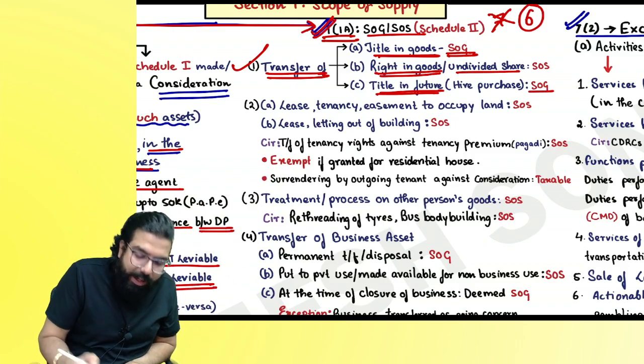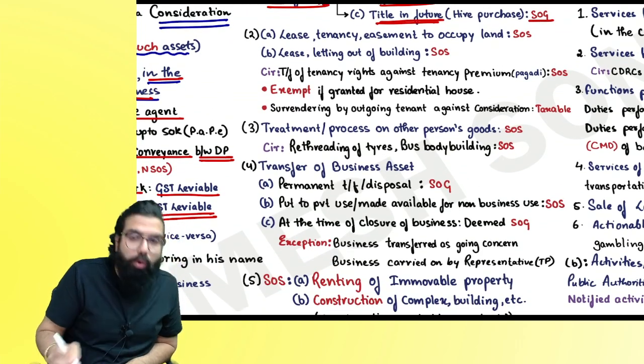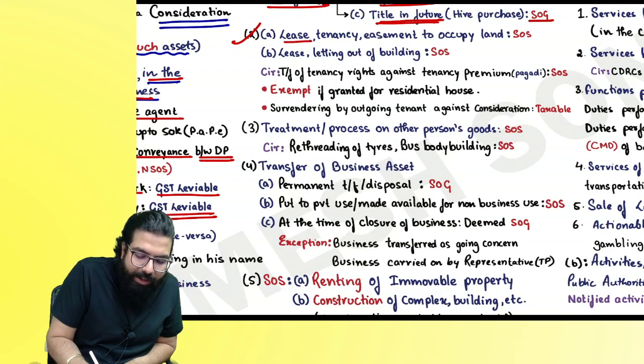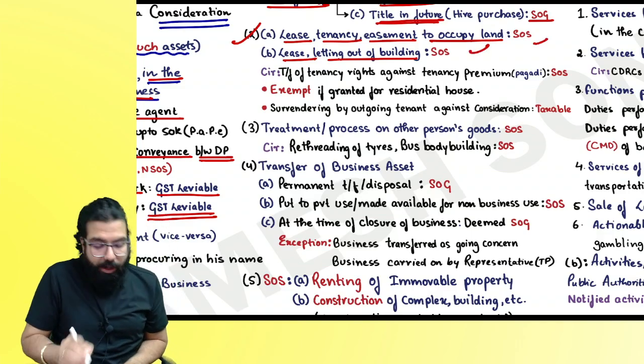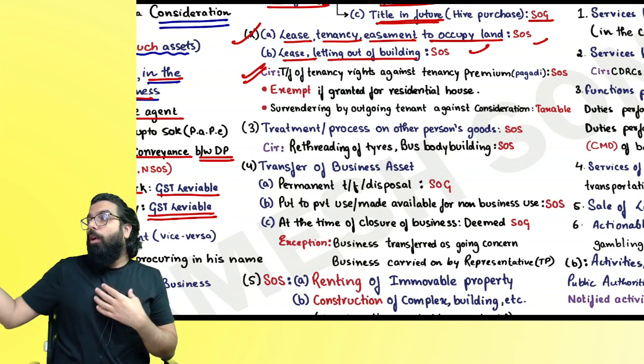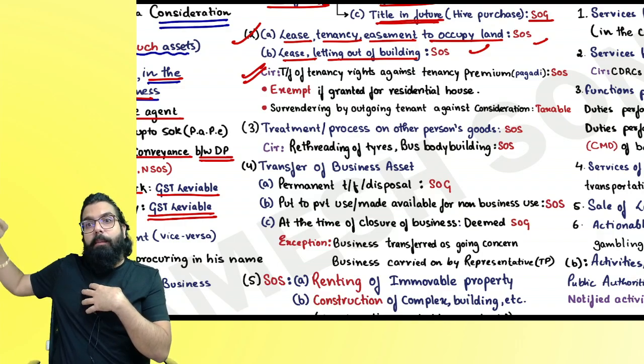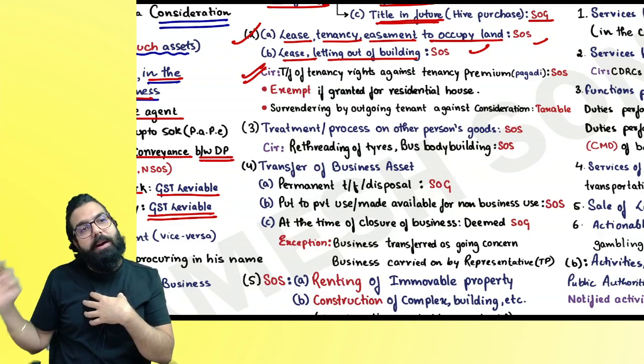Section 71A, Schedule 2, paragraph number 2. If you are giving a lease, tenancy, or easement to occupy land, or a lease for letting out a building, it is always a supply of service. Here we learned about the Pagdi system. What is the Pagdi system? When one person gives me the tenancy right and I give him the tenancy premium, that is known as the Pagdi system.